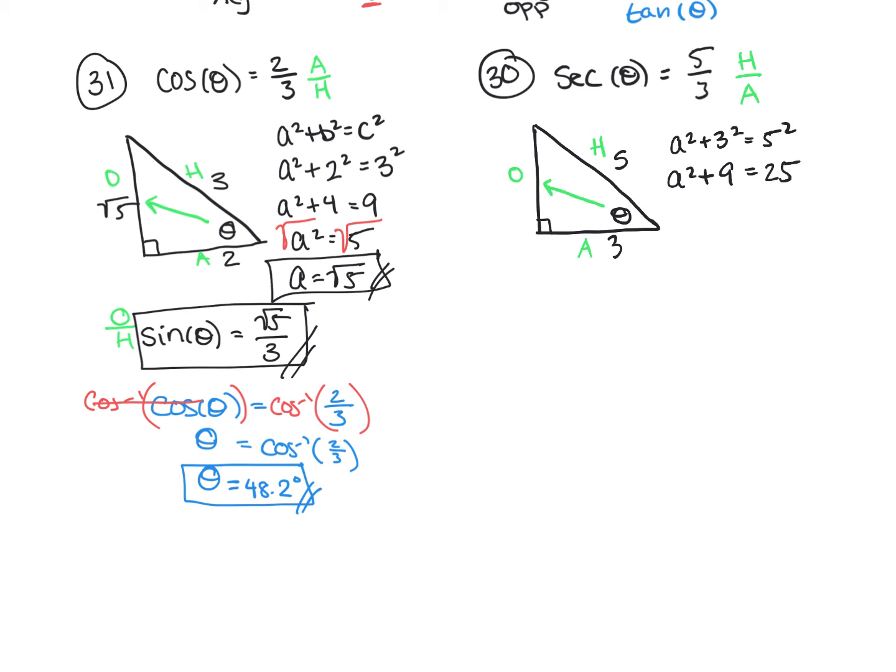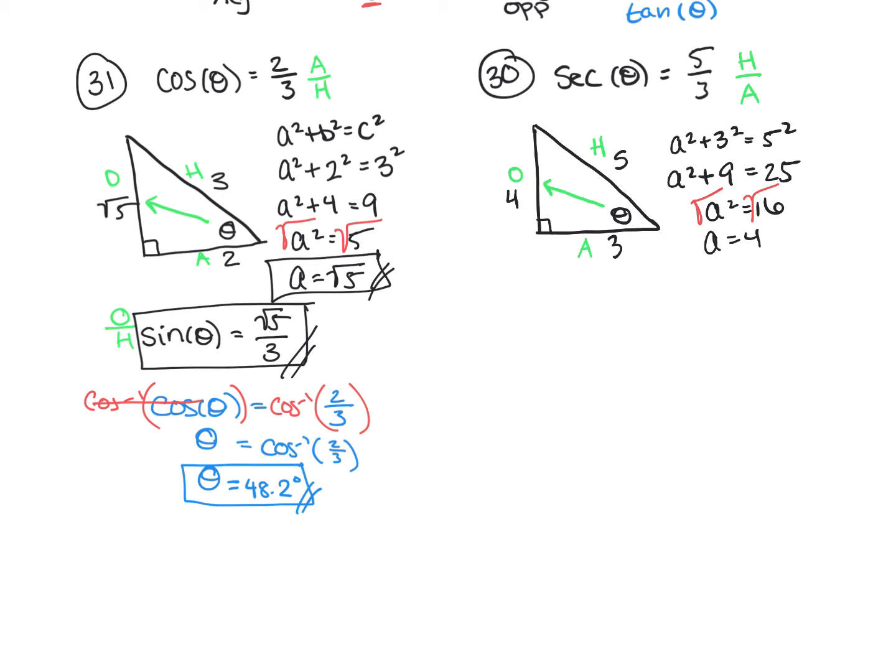And I'm going to subtract 9 on both sides and get a squared is equal to 16. Now to get a by itself, I'm going to square root both sides, and we get a is equal to 4. So this answer is a little bit nicer, and this tells us that our opposite side is 4. So that was our first piece, finishing our triangle.